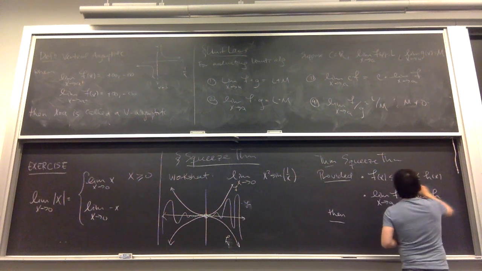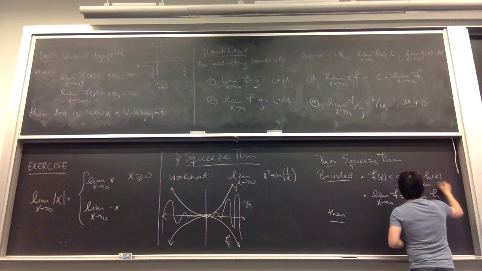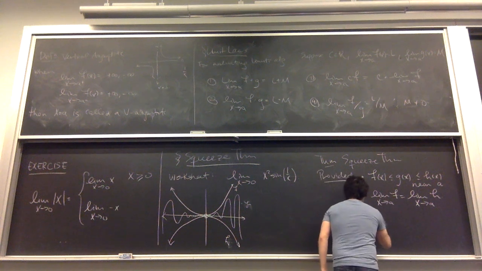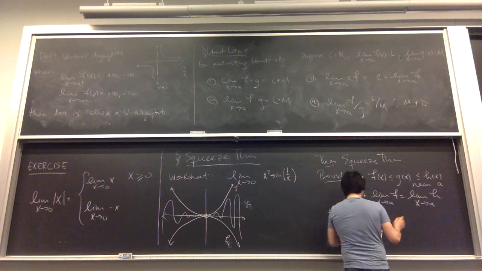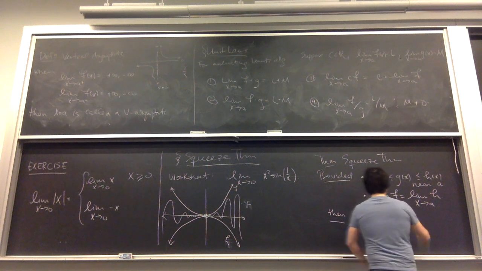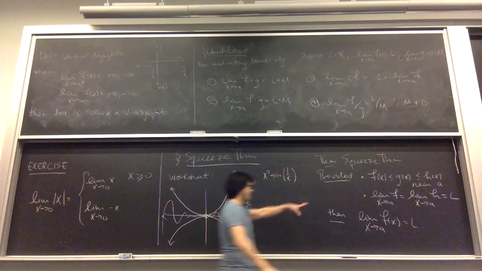this doesn't always have to be the case. This only has to be the case near a. Then it is the case that the limit as x goes to a of g of x is also L. Okay? So basically, that's the algebra.